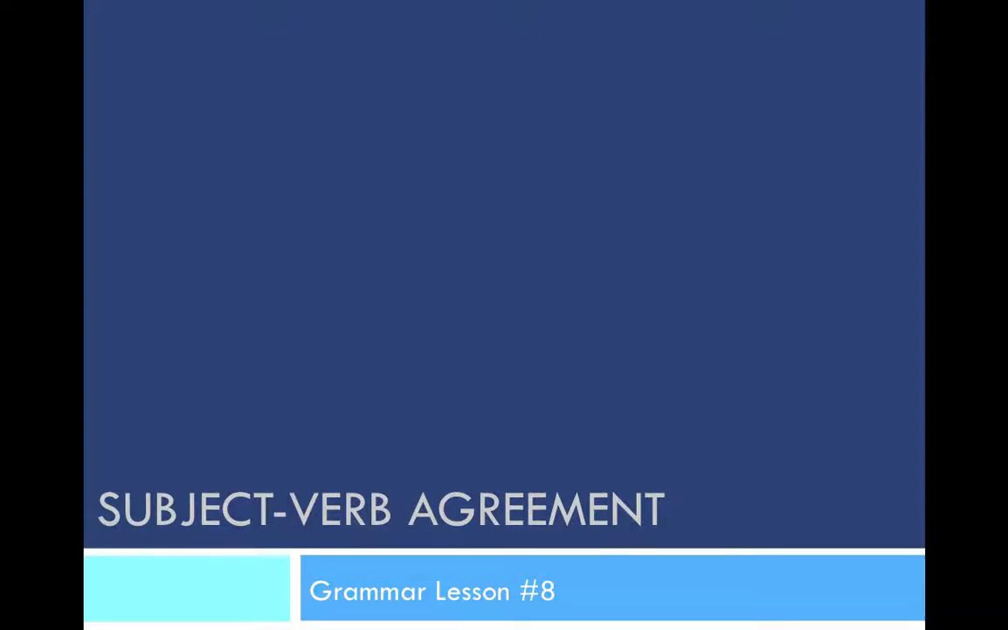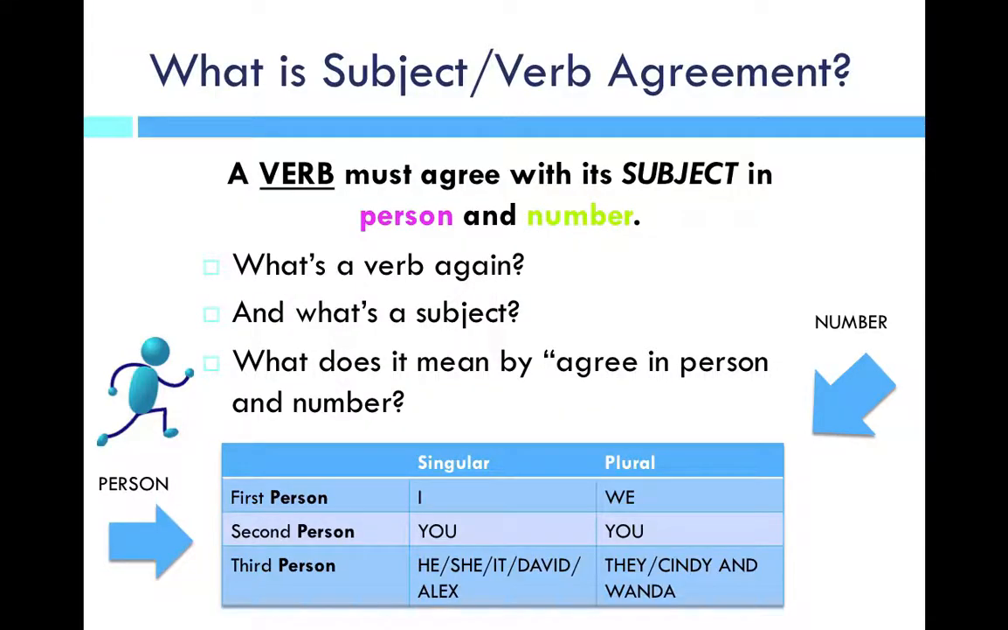Today we're going to be learning a little bit about subject-verb agreement. You should be taking notes on this, and I will be checking those notes Wednesday in class. What is subject-verb agreement? It's actually really straightforward. All it means is that a verb must agree with its subject in person and in number.